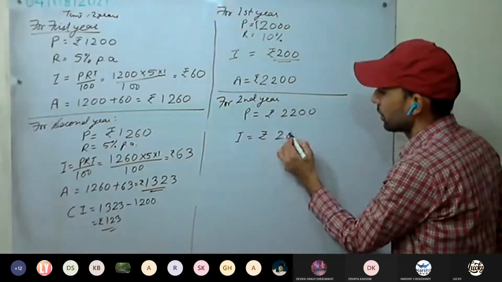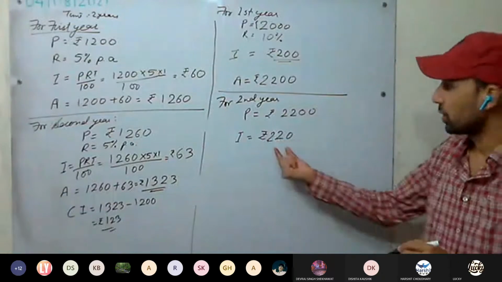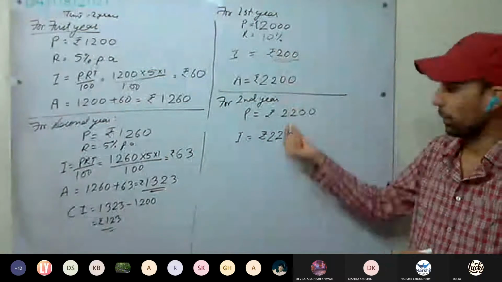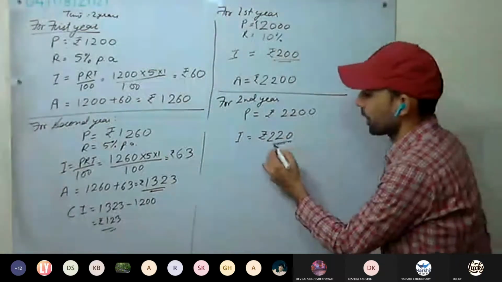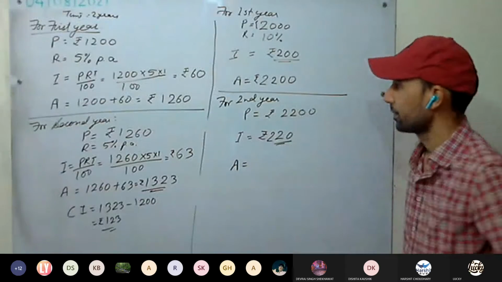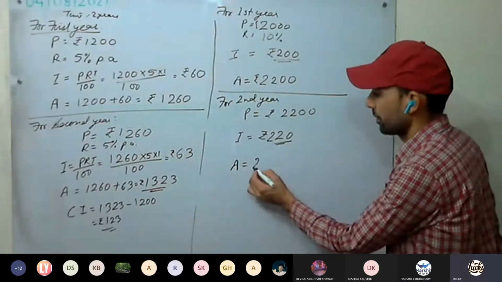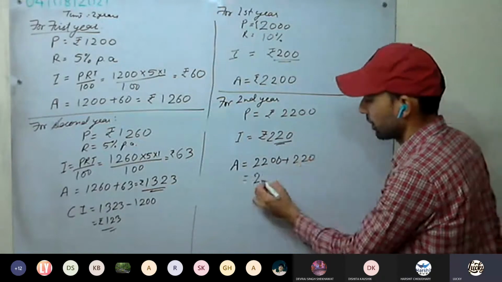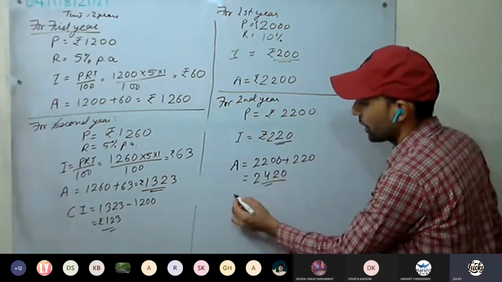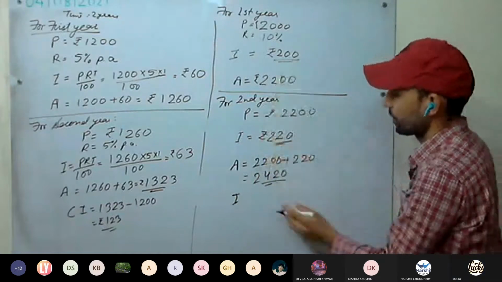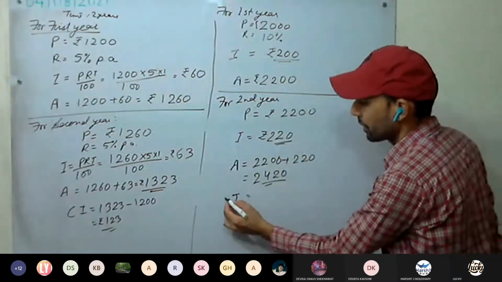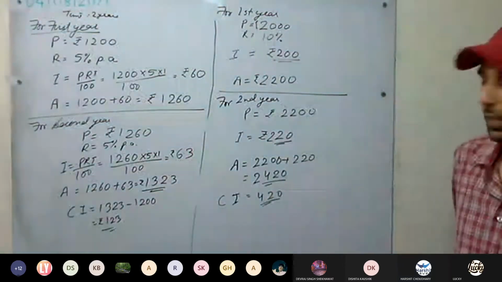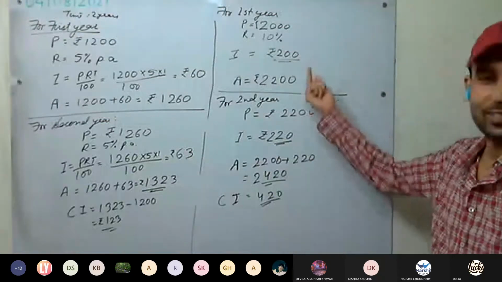Rupees 220. You can see as well, 200 was the interest on the first principal, and this 20 rupees was the interest on the 200 rupees. Okay. So what will be the amount? 2,200 plus 220, that is 2,420. What is the compound interest? 420. This is the compound interest. 420 is a nice number as well.